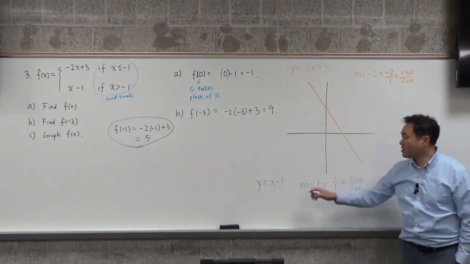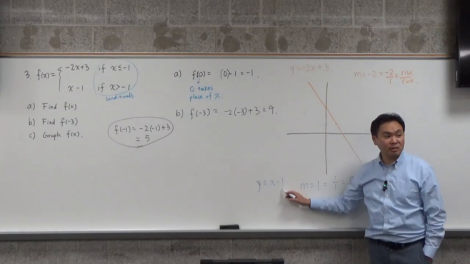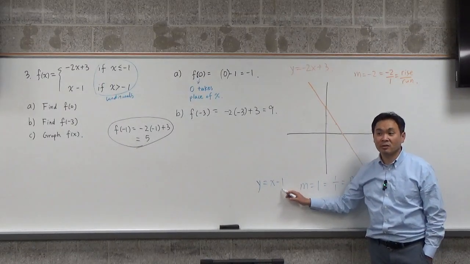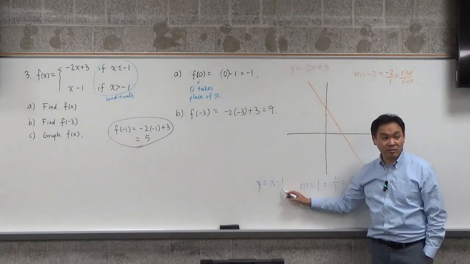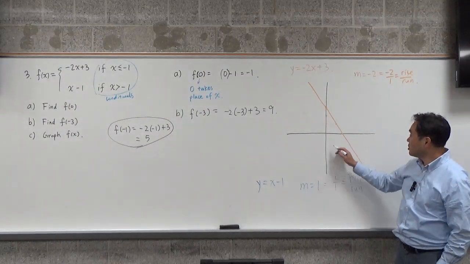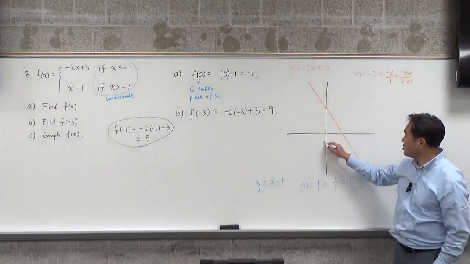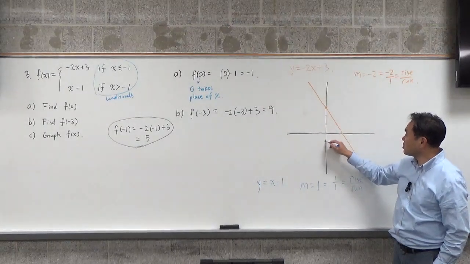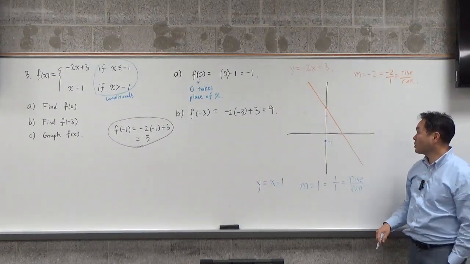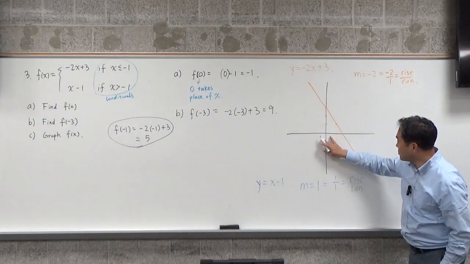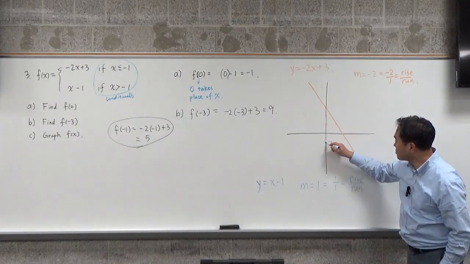Okay, what is this -1? What does that tell us? -1 tells us the y-intercept, right? So here's -1. That's where the graph begins. And I should have made it slightly lower. Sorry, somewhere here.